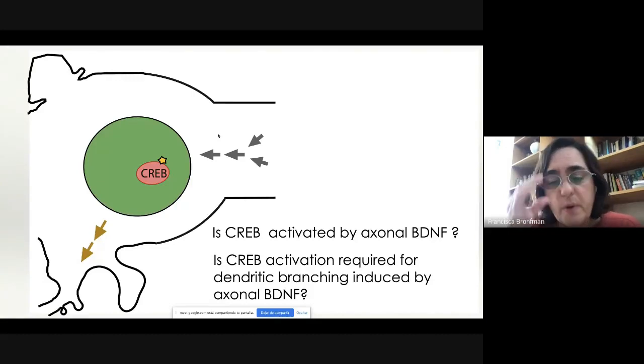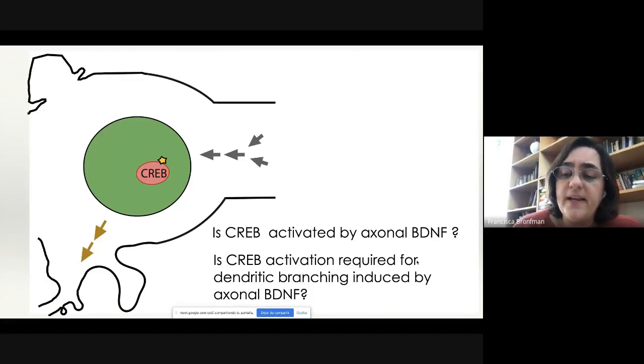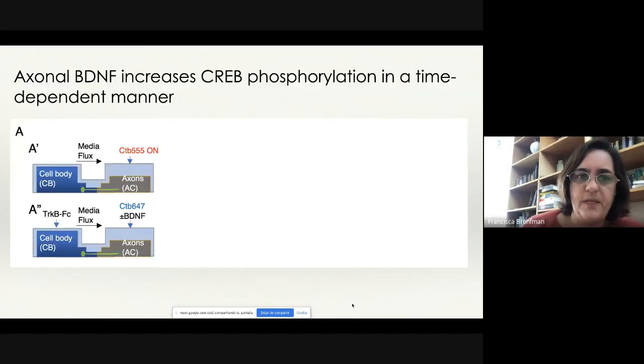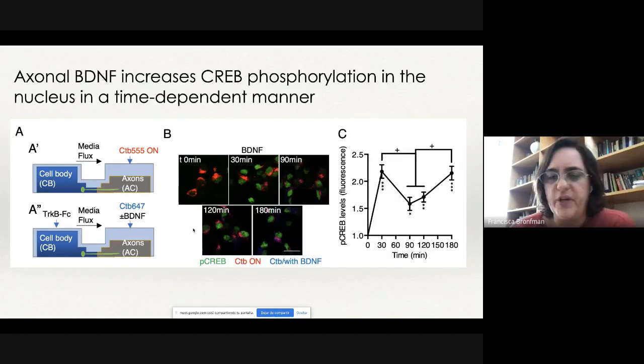So then we asked whether CREB is activated by axonal BDNF and whether CREB activation is required for dendritic branching induced by axonal BDNF. So to do this, Guillermo followed an experimental design where he labeled overnight the cells that have axons in the axonal compartment with one color of cholera toxin that is red, and added another color of cholera toxin when he added BDNF. And he added BDNF for different times, from 30 minutes to almost 3 hours.